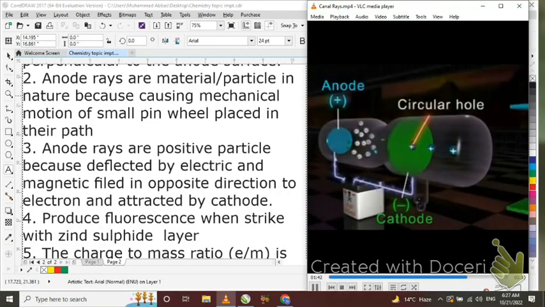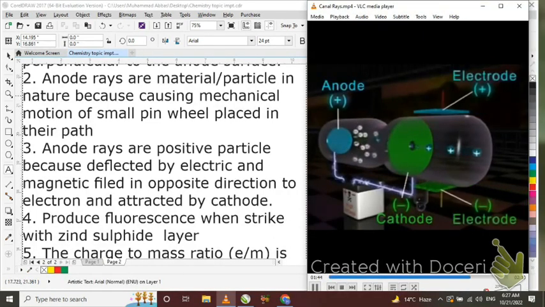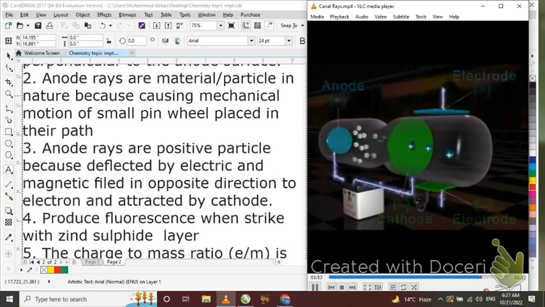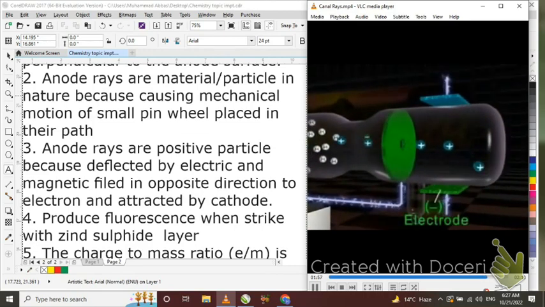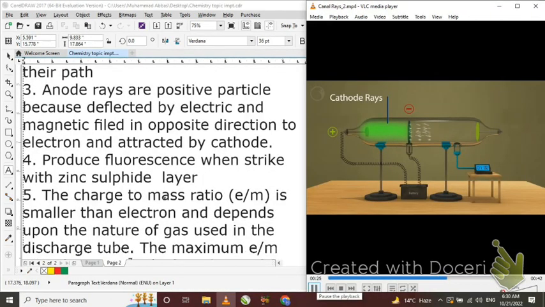Anode rays are positive particles because they are deflected by electric and magnetic field in opposite direction to electron and attracted by cathode. Deflected toward negative electrode. Produce fluorescence when strike with zinc sulfide layer.